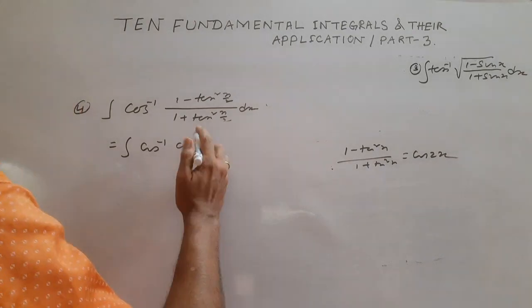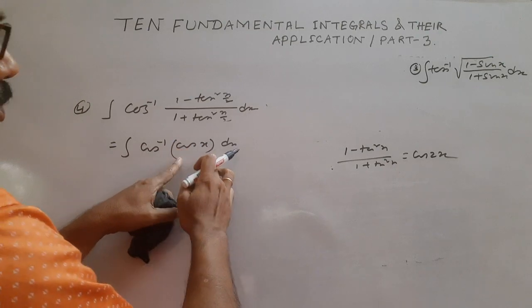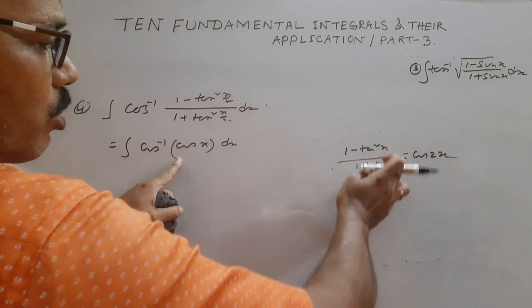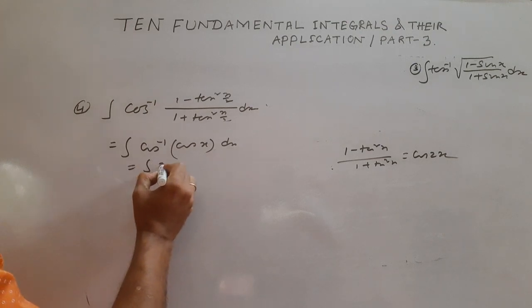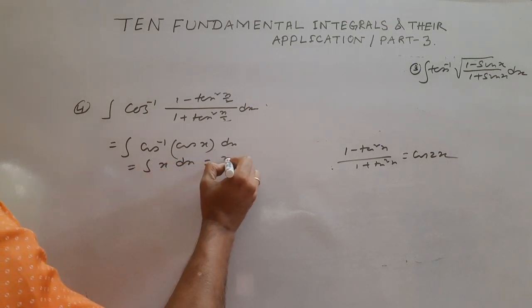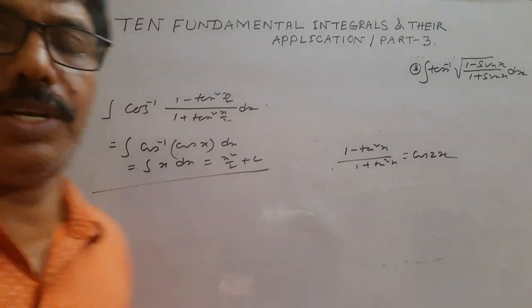cos x. Sorry, what is the formula of cos x in terms of tan? It is (1 minus tan square x by 2) over (1 plus tan square x by 2). So this is x dx. So x square by 2 plus. So you need the formula.